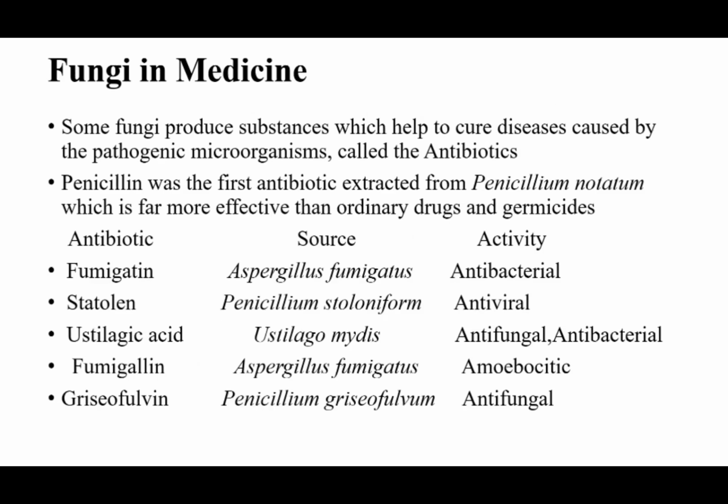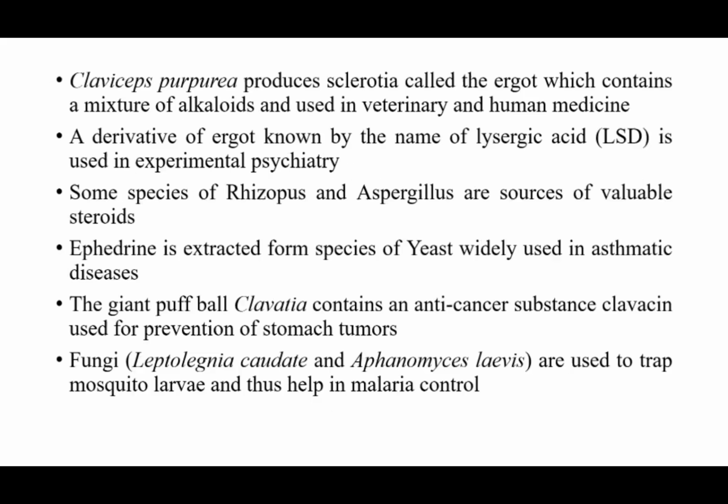Then fungi as medicine. Some fungi produce some important antibiotics. For example, fumigatin, which is an important antibacterial antibiotic, and the source of it is Aspergillus fumigatus. So this is the list of some important antibiotics and their sources. Next, Claviceps purpurea produces sclerotia. Sclerotia is a vegetative reproductive structure of fungi. Claviceps purpurea produces sclerotia, which is called ergot, which contains a mixture of alkaloids and is used as medicine. A derivative of ergot known by the name of lysergic acid is used in experimental psychiatry.